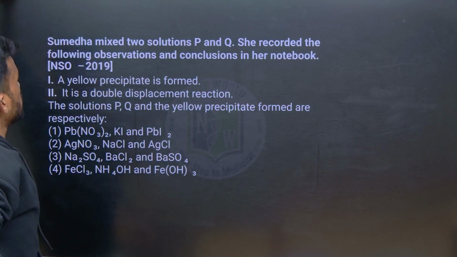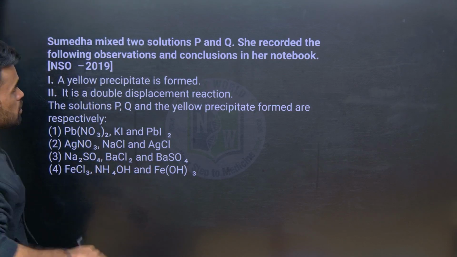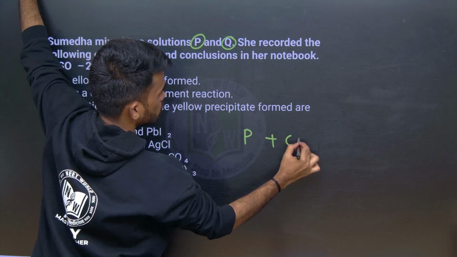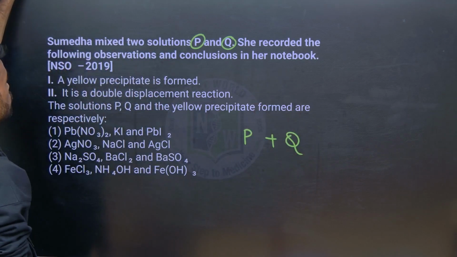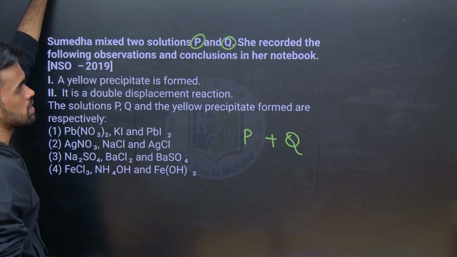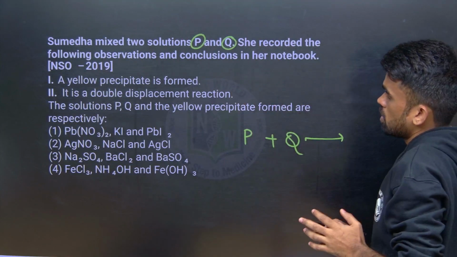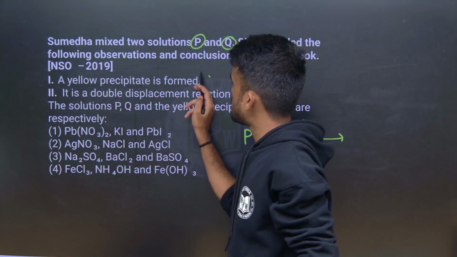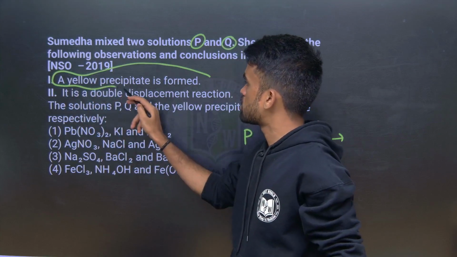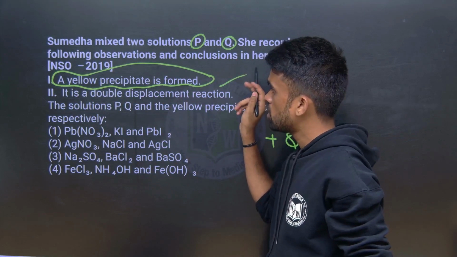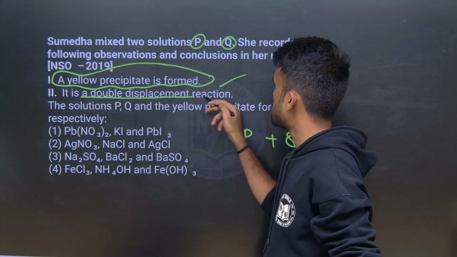Okay. Sumedha mixed two solutions, P and Q. She recorded the following observations and conclusions in her notebook. So what are her conclusions? Let us see. A yellow precipitate is formed. Sumedha did one experiment in which she found this. One is that a yellow precipitate is formed. Okay, it is a double displacement reaction.